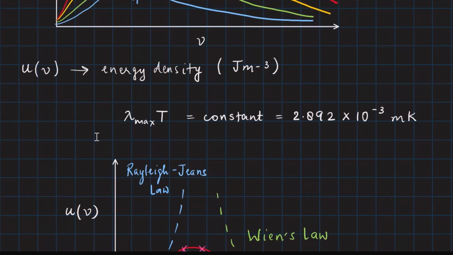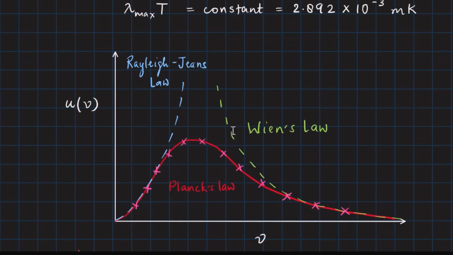Wien's displacement law relates the peak wavelength to the given temperature of the body. The lambda max is the peak wavelength and T is the temperature. The product of these two quantities is a constant. Wien also attempted to obtain the expression for the black body radiation curve using thermodynamics, but his formula was valid for shorter wavelengths only, or higher frequencies.